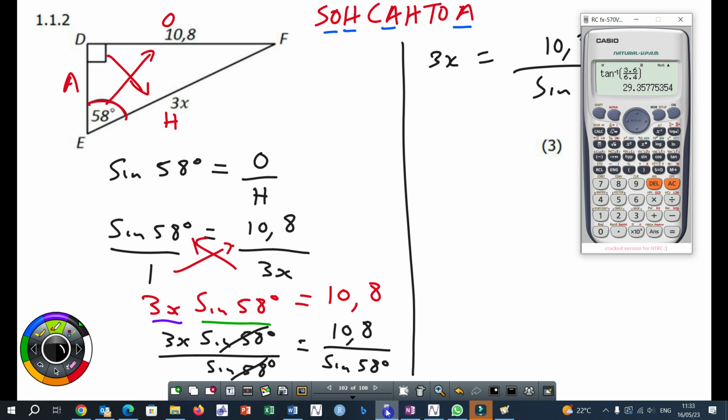Yes? So why are we dividing by sine 58? Because we want to isolate the term in x first.